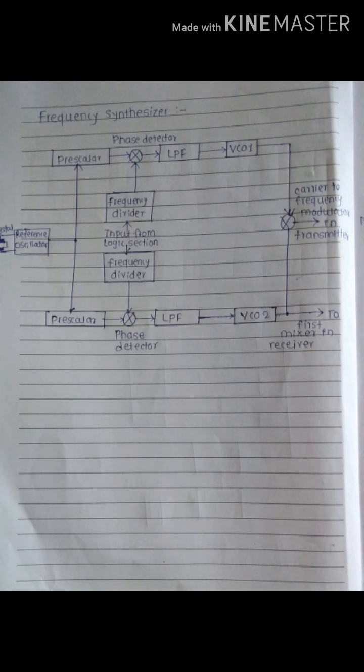Two outputs are created with the help of the frequency synthesizer. First, the outputs of the two different VCOs come together and are passed to the modulator in the transmitter, and the VCO2 output is passed to the first mixer in the receiver. The frequency synthesizer is a local oscillator which can produce a wide range of frequencies. This is the total information on the frequency synthesizer.